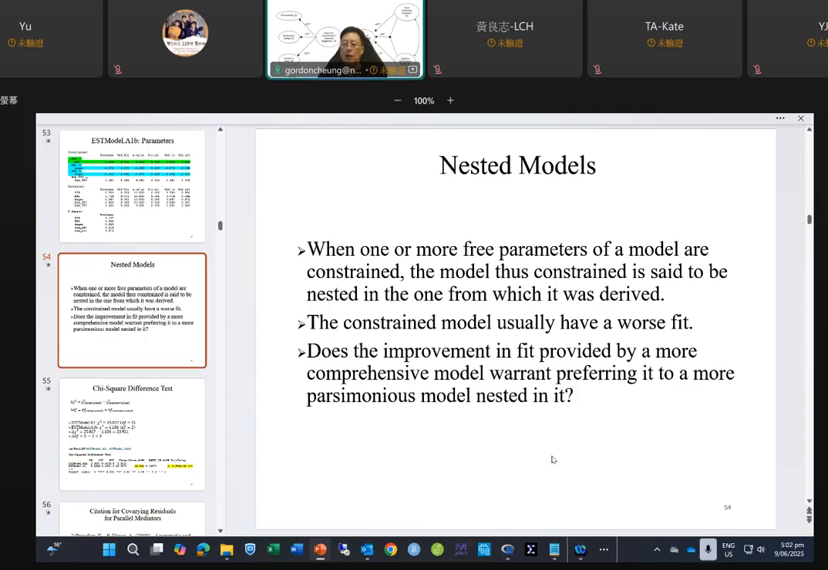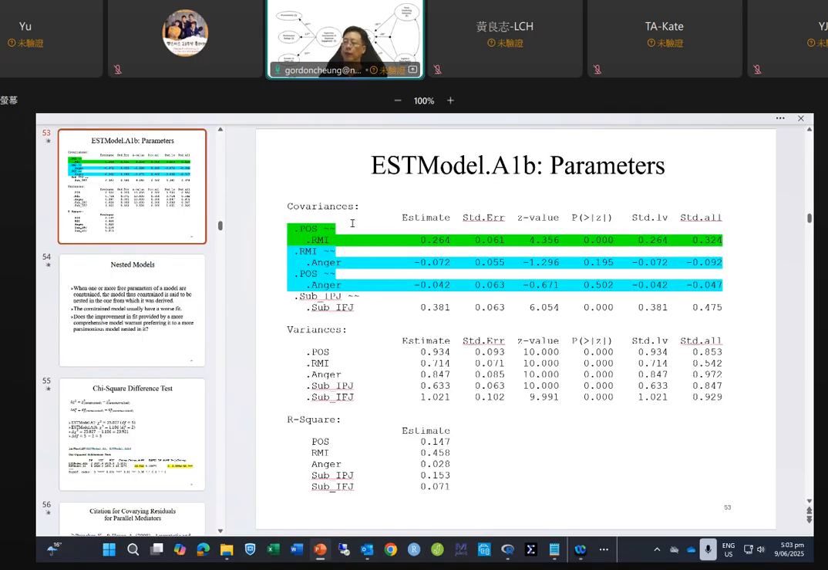But the one that has fewer estimated parameters, that means we constrain some of the parameters to zero. Like in our example, we constrain the covariance. In the first model, we didn't estimate the covariance among the residuals. Effectively, what that means is we constrain the covariance of the residuals to zero. So in fact, in the first model, these three are zeros. And in the estimated model, you can see that it is much larger than zero and it is significant. That's why we have a bad fit in the first model.